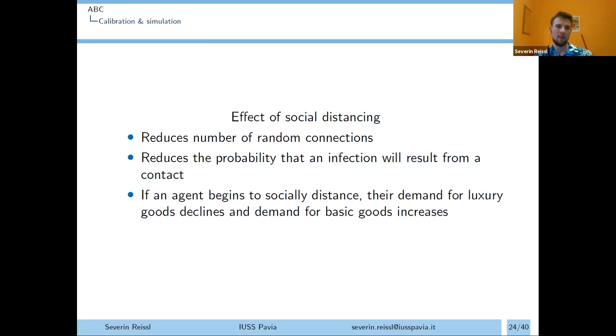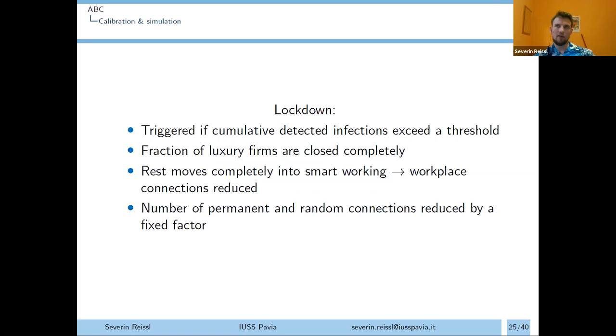Turning to the third scenario, which is the lockdown scenario. So in this scenario, we assume that agents may endogenously social distance depending on the evolution of the epidemic. But in addition, the government may implement a lockdown. And this lockdown is triggered if cumulative detected infections exceed a certain threshold. And if that is the case, what happens is that a fraction of luxury good firms are closed completely.